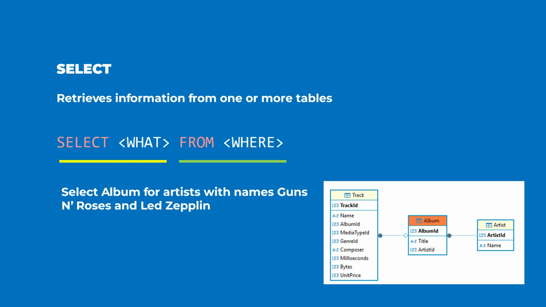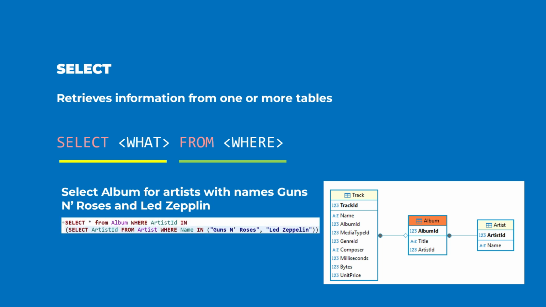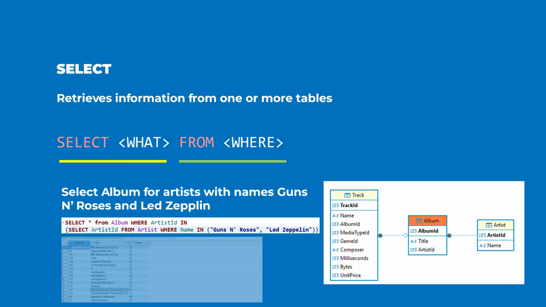We can use this expression where we select all columns from album, where artist ID, then we use the IN keyword, and then we write another query in parentheses where we select artist ID from the artist table, where artist name is in this list, a subset of artist names. Subqueries are always processed starting with the innermost select statement and working outward. Now we can see the results for only these two specified artists.